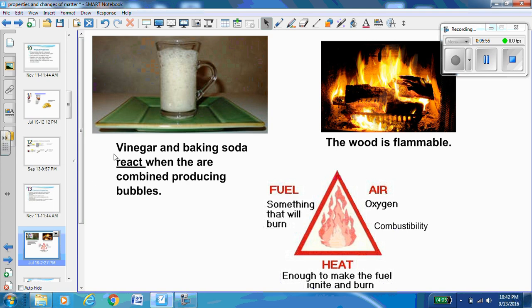Vinegar and baking soda react when they are combined, producing bubbles. So this would be an example of reactivity. Therefore, this would be a chemical property.